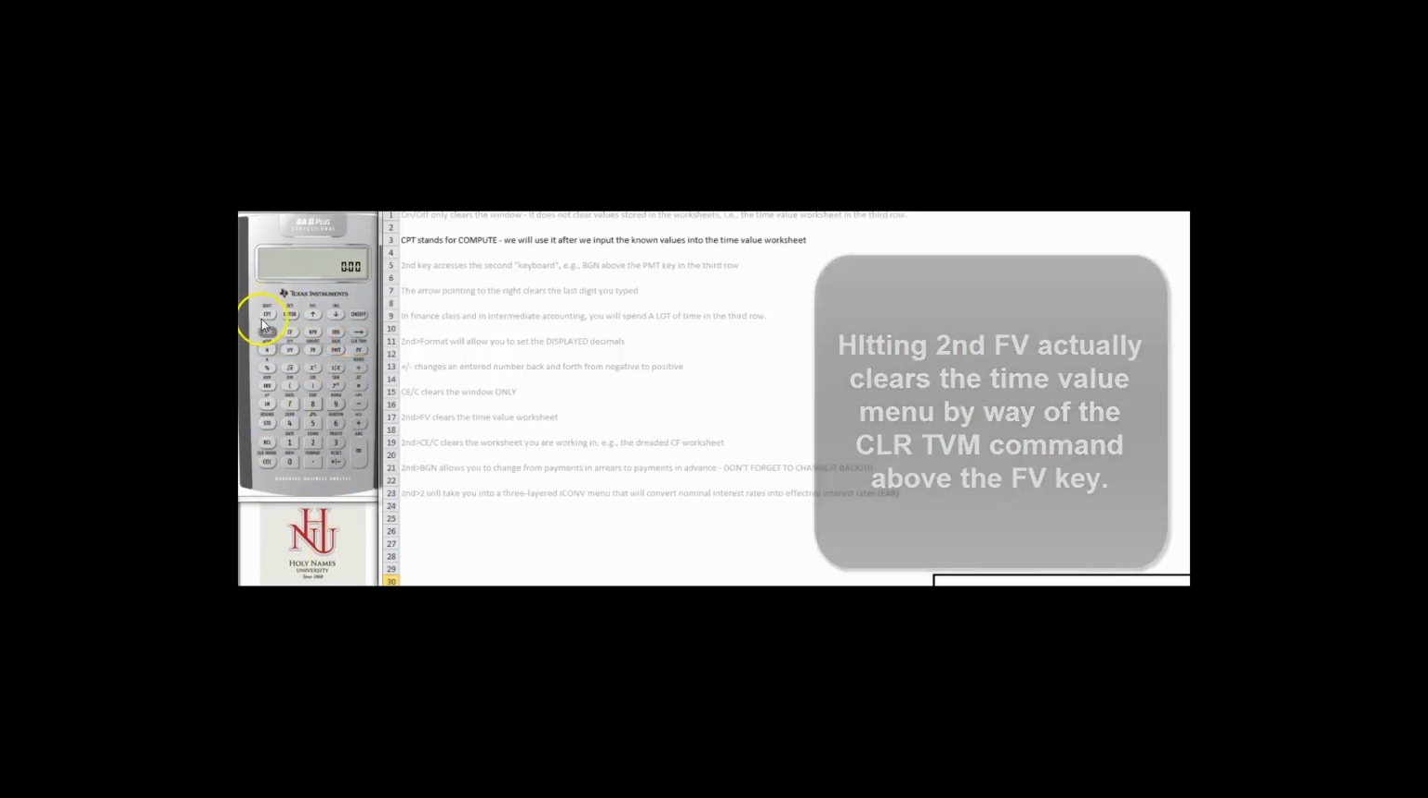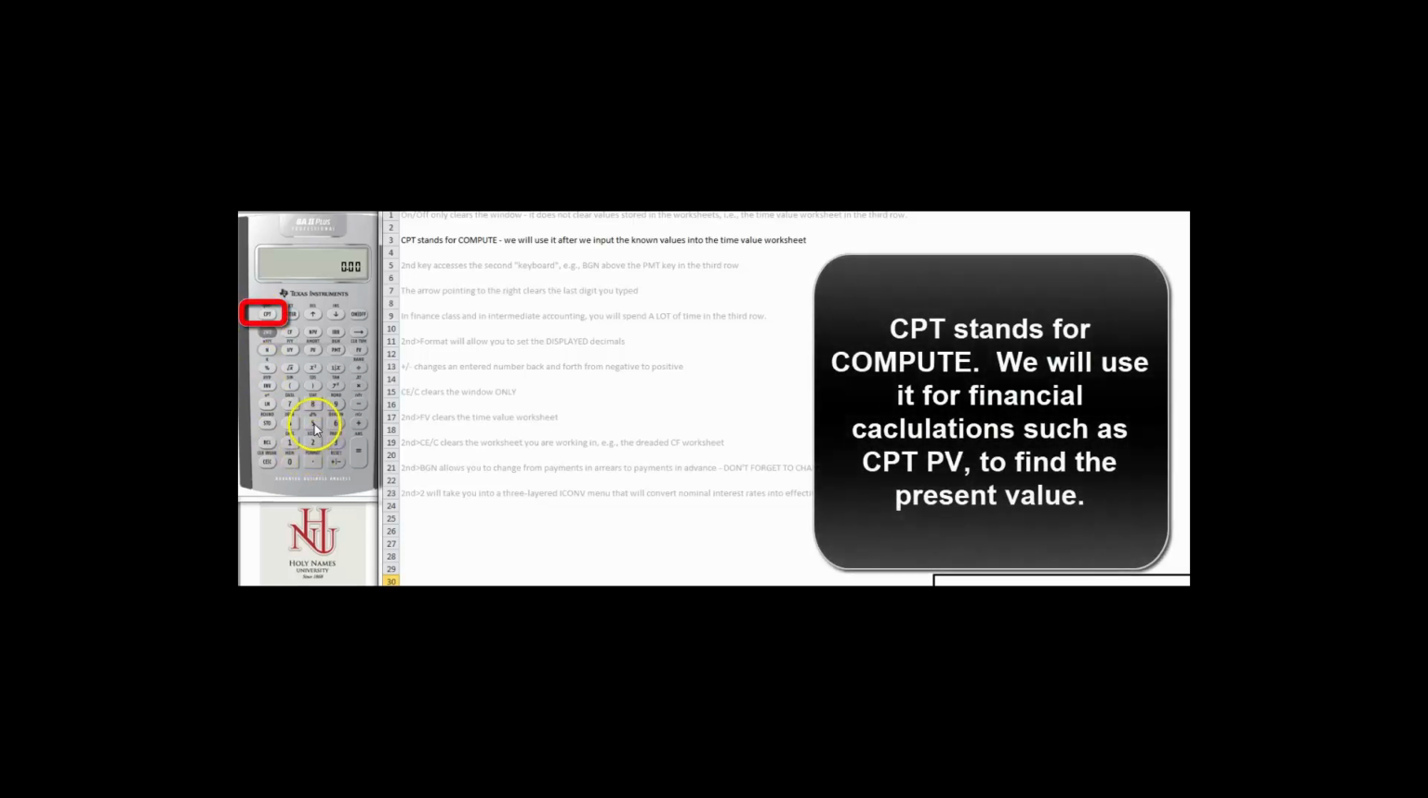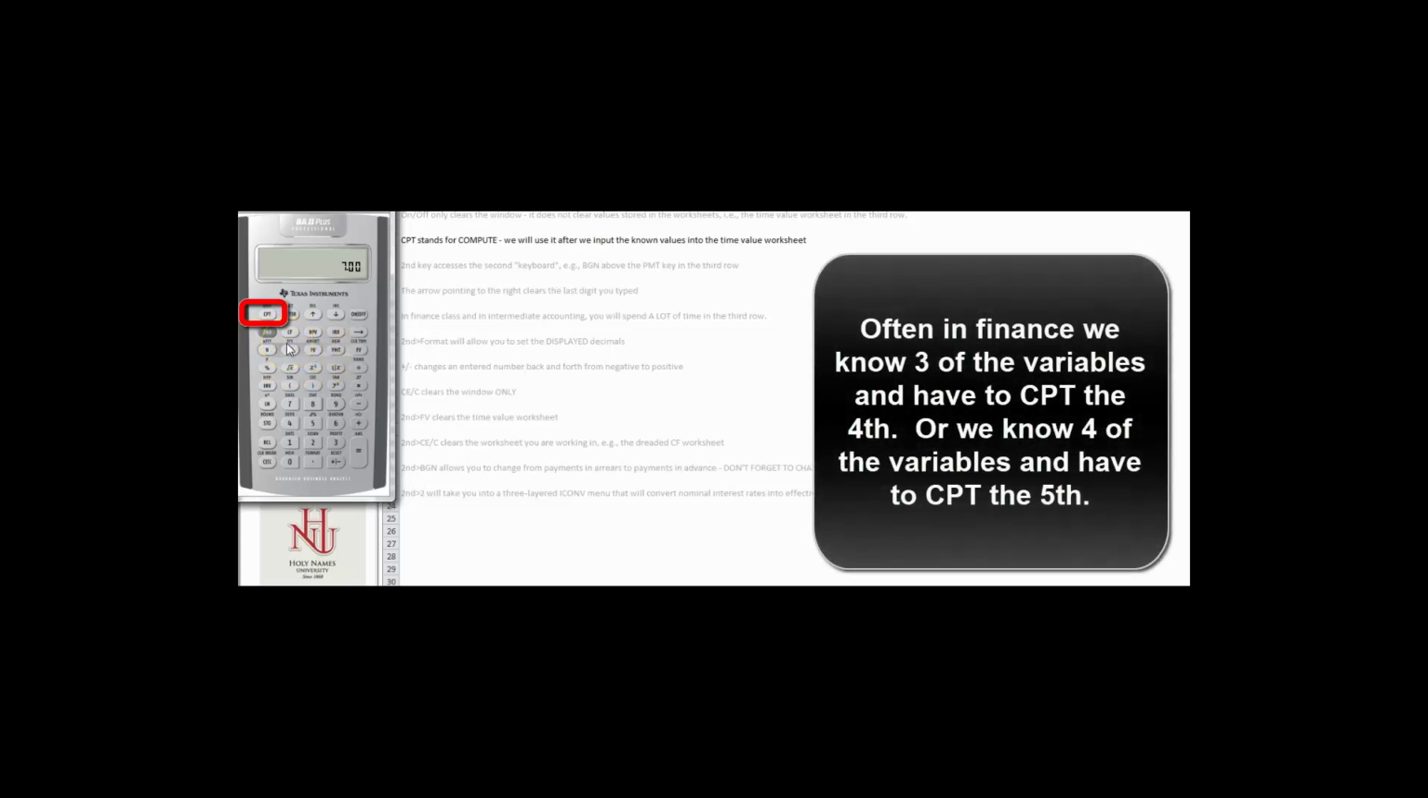CPT stands for compute. If I did 5 plus 2 equals 7, I never had to hit the compute button. But in finance problems, we're going to have 3 of the 4 variables that we need, and we'll have to compute to find the 4th, or maybe we'll have 4 and compute to find the 5th. We'll hit compute and whatever variable we're trying to solve for to have the calculator solve the problem for us.